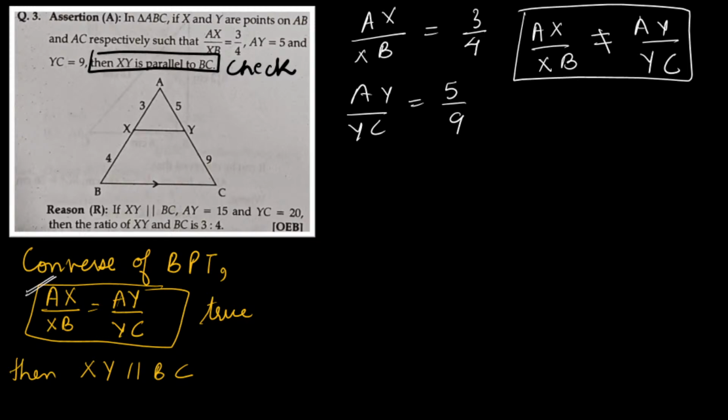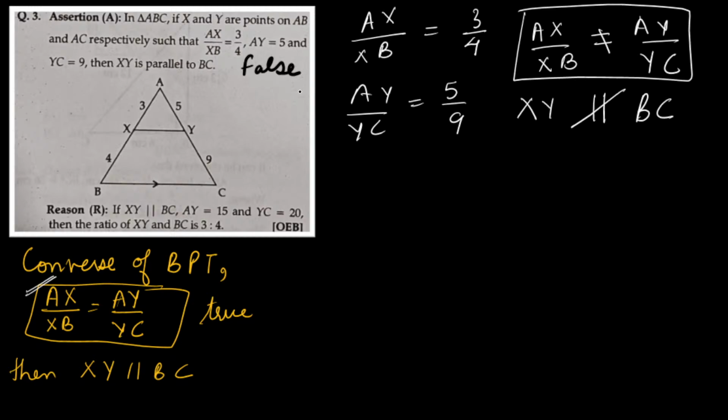Yes, no. The result I have told you. Because if the ratio is not the same, then XY is not parallel to BC. Then these lines are not parallel. But here it is mentioned the lines are parallel. So that means A is false. These lines are not parallel, so A is false.